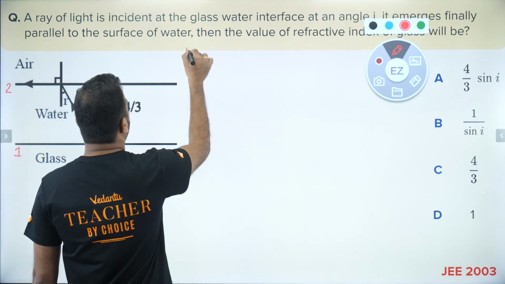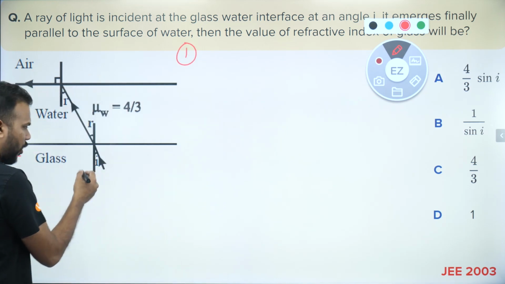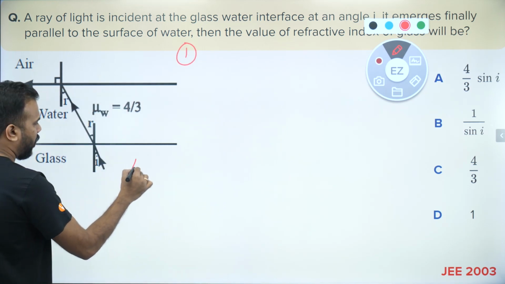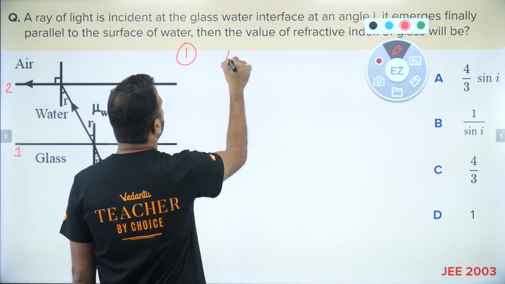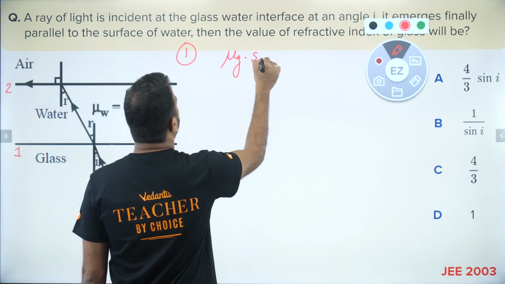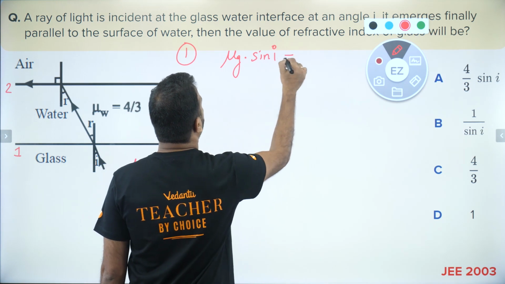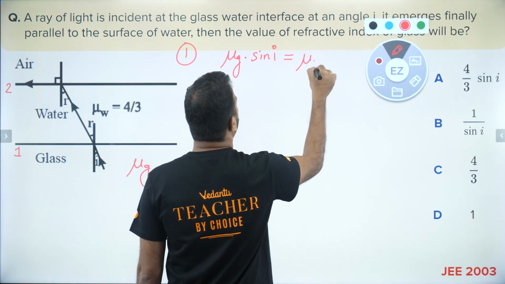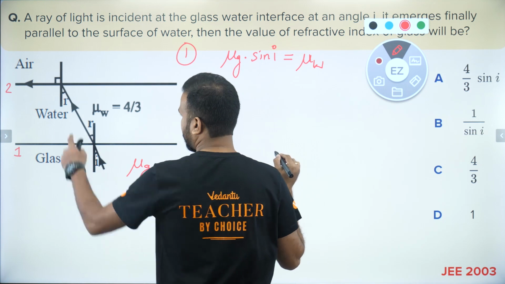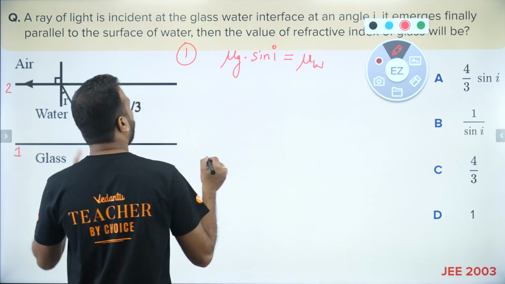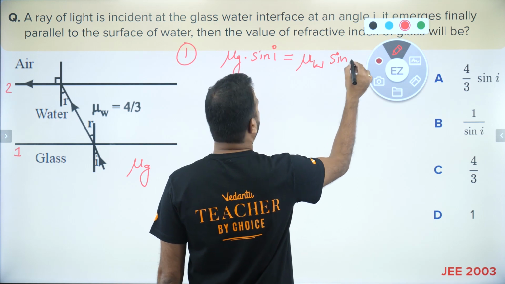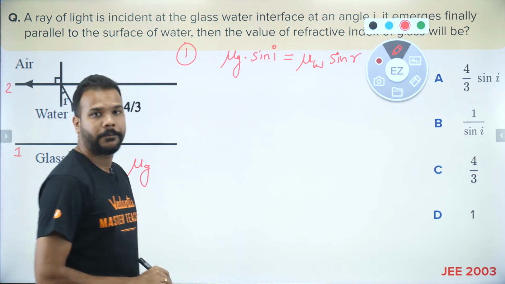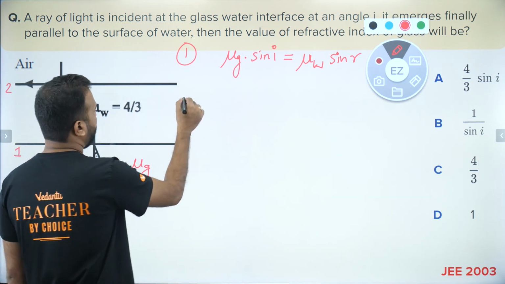That means what? I'm going to apply it on interface 1, where the angle of incidence is i, and say the refractive index of glass is mu g. So I will write it as mu g sin i should be equal to mu water, because it is eventually going in water. So there the angle has to become sin r. Okay, so this is interface 1.